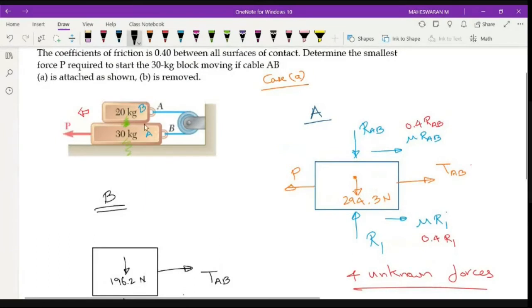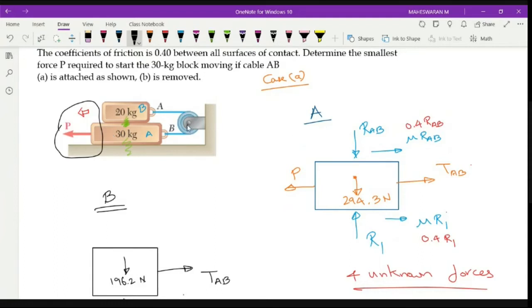Of course, no need to worry about the movement of this block, because if this is moving, this will move along this direction. So the movement is mainly where the force is given. The force is given only in block A. So from there only I have to start my problem. I have to draw my free body diagram. Based on that only we will get the free body diagram for other blocks.